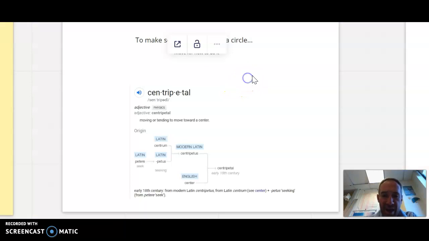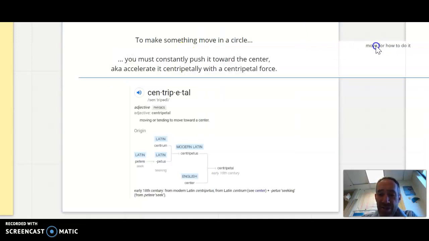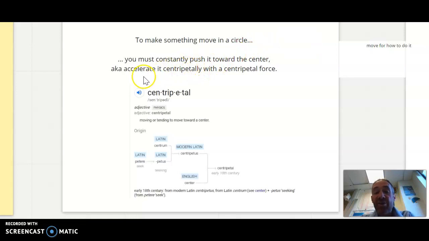So then to summarize, to make something move in a circle, what do you have to do? Stop the video for a second, think about that for yourself, and then come on back. Okay, very good. So to make something move in a circle, of course, we're going to have to make it move in a circle. And so we're going to constantly push it towards the center. That is, accelerate it centripetally with a centripetal force.